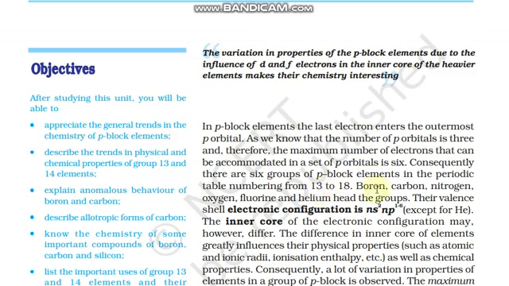group, and there are six groups. The reason there are six groups is that in the p orbital there are six electrons completely filling it, so there are six groups. So from there we have six groups in the p block.